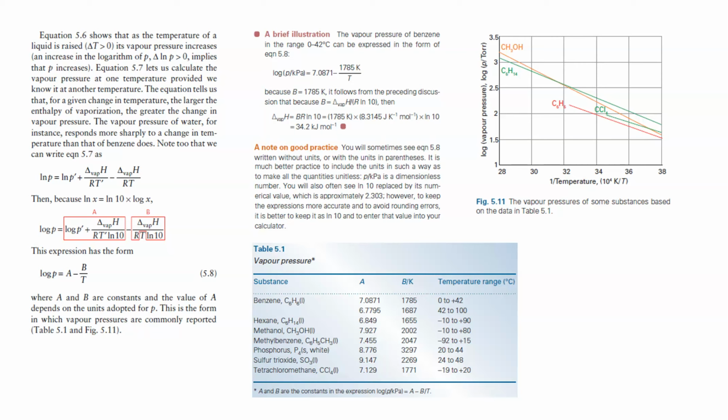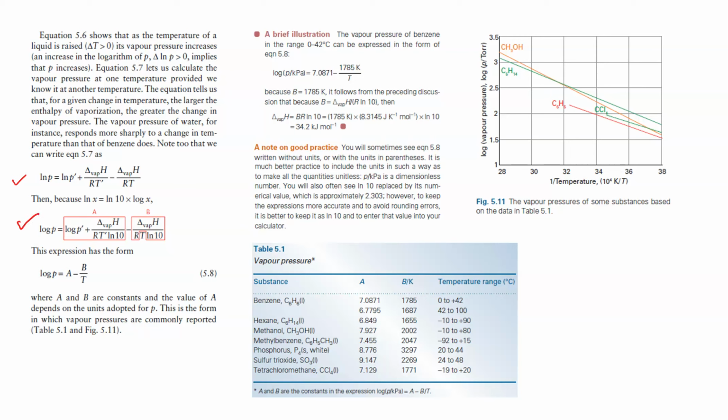The equation tells us that for a given change in temperature, the larger the enthalpy of vaporization, the greater the change in vapor pressure. The vapor pressure of water, for instance, responds more sharply to a change in temperature than that of benzene. Note, too, that we can write equation 5.7 as follows. Then, because natural log of x equals natural log of 10 times log of x, we can derive the following expression.